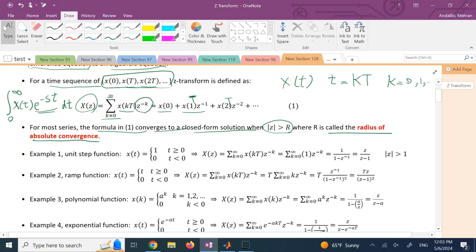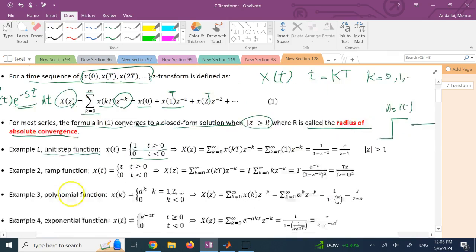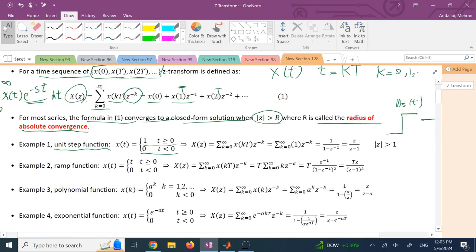So the simplest probably example you can consider is a unit step function, which is 1 for t's bigger than or equal 0, and for negative t's it's 0, right? You all know the unit step function like that. So what is the Z-transform of that? You know, if we call this guy like us of t, then the Laplace of that would be what? Would be 1 over s, huh? So what is the Z-transform of that?